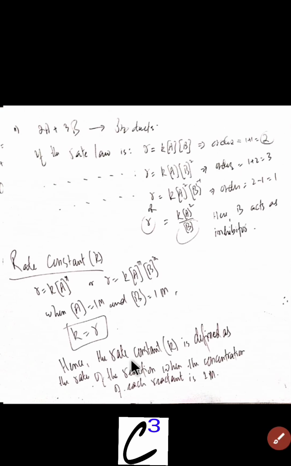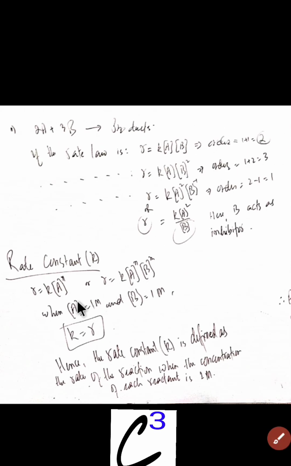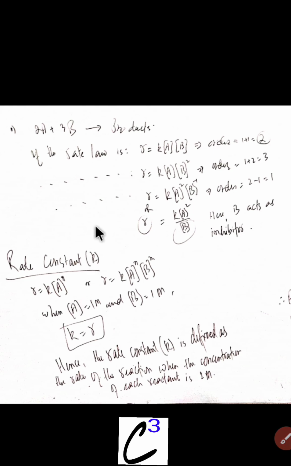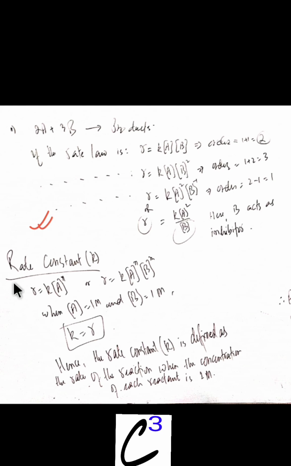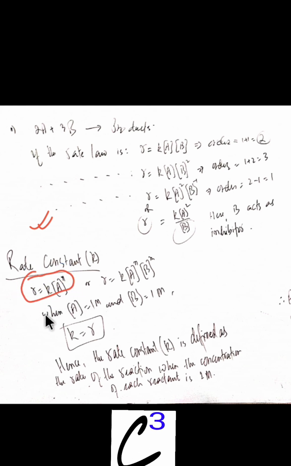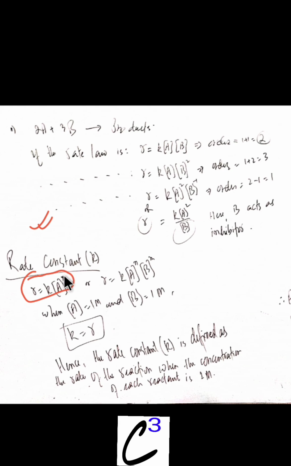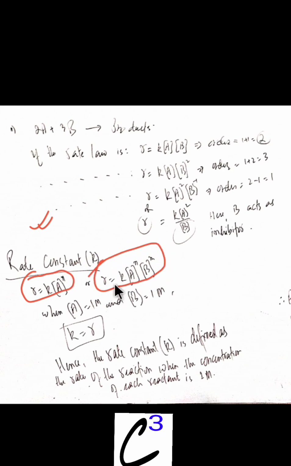Now let us move to the next part of the video, that is the definition of the rate constant. Rate constant K is defined as the rate of the reaction. If the rate law of any reaction is written like this: R is equal to K[A]^n, n is the order of the reaction. And if it is written like this also, R is equal to K[A]^n[B]^m, the order of the reaction would have been n plus m.